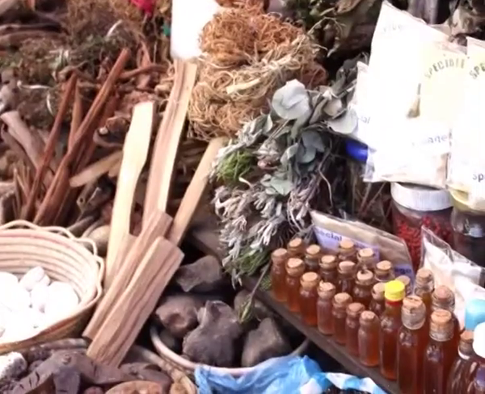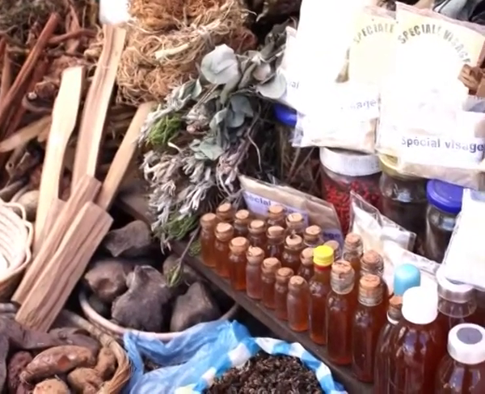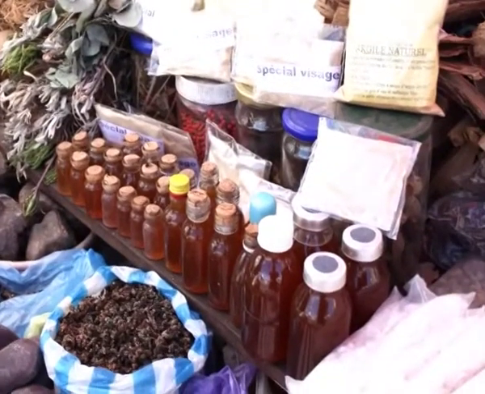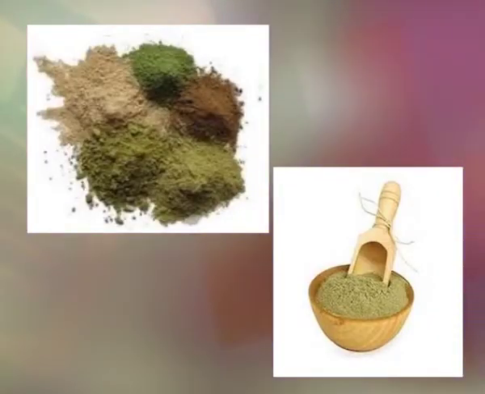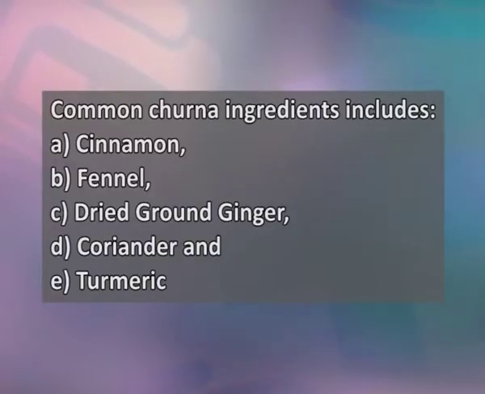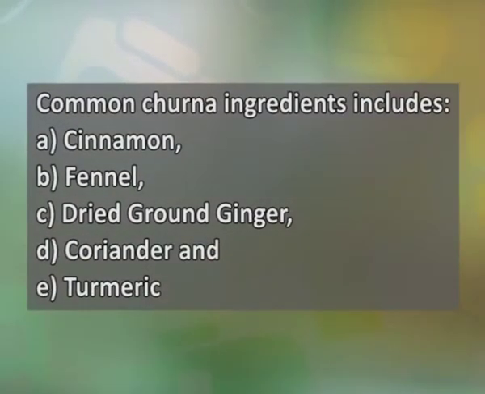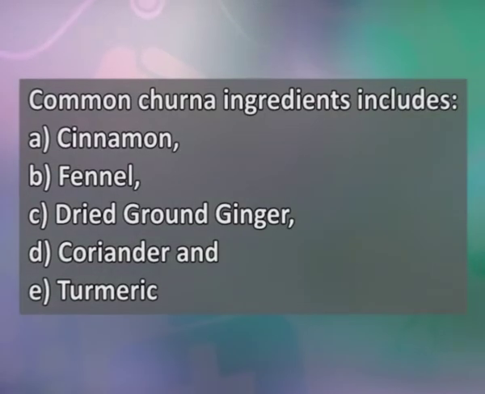These forms of medicament are prescribed generally because of their particle size. Smaller the particle size, greater is the absorption rate from GIT and hence greater is the bioavailability. A blend of several herbs and spices makes up the powdered mixture known as churna. Depending on its intention in medicinal, beauty or culinary use, its recipe varies. Common churna ingredients include cinnamon, fennel, dried ground ginger, coriander and turmeric.